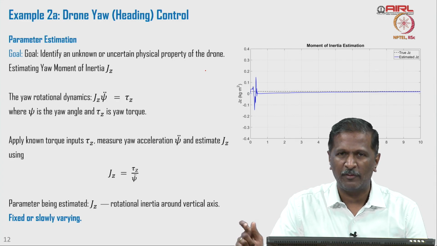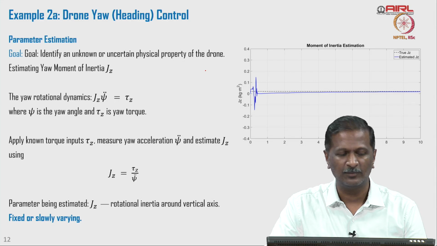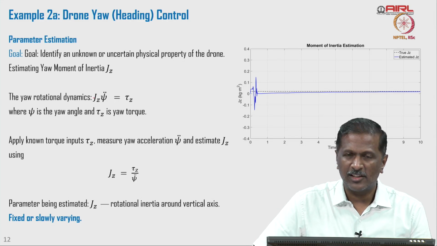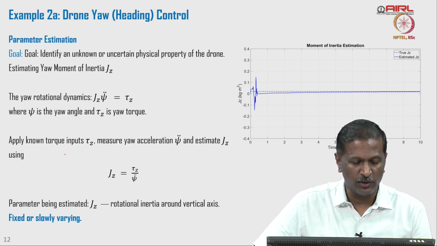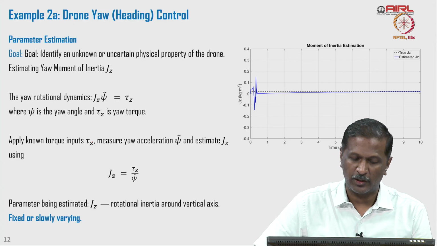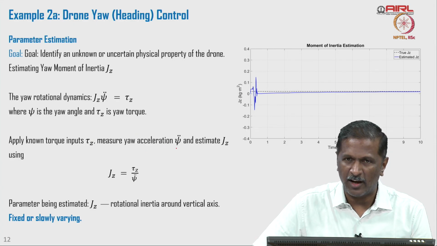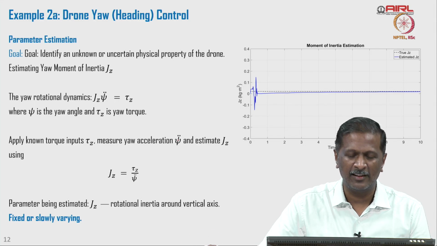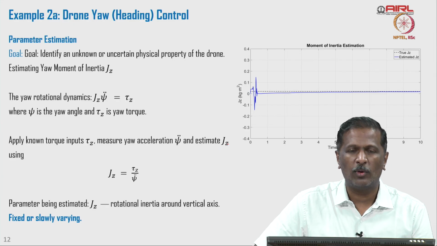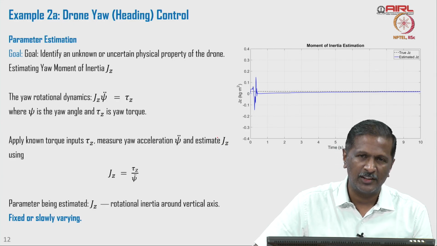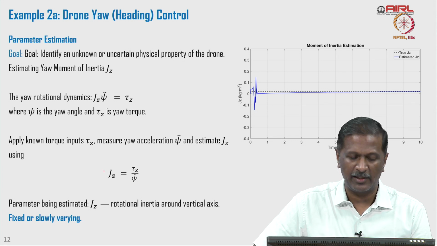Suppose there is a goal: I want to identify an uncertain physical property of the drone. I want to find my yawing moment Jz. The yaw rotational dynamics depends on the moment Jz: Jz psi double dot equals tau z, where tau z is your torque, psi is your yaw angle, and tau z is your yaw torque. So if you use a known torque input tau z and measure the yaw acceleration, the rotational acceleration psi double dot, we can estimate Jz, the moment of inertia about the z axis. So we can estimate this parameter too.